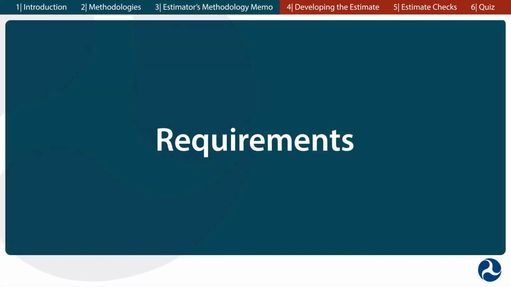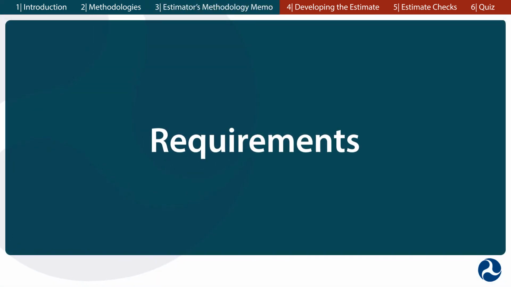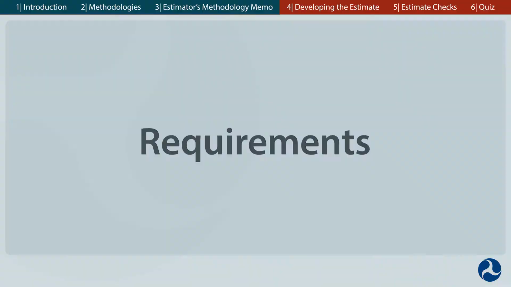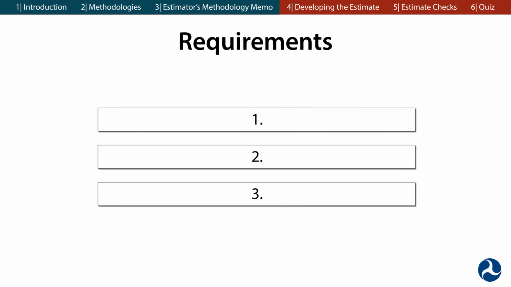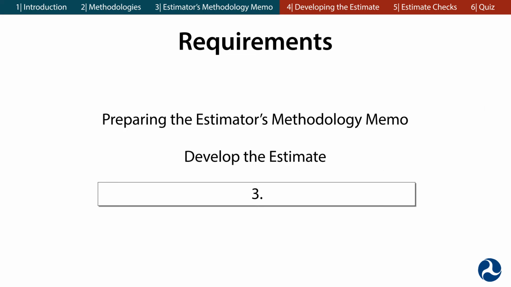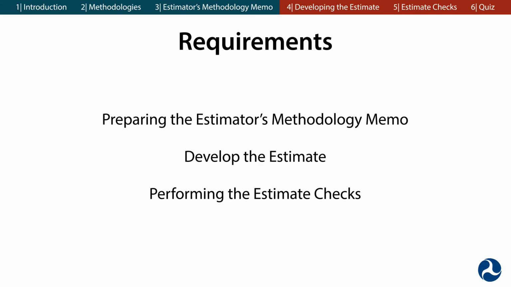Now that we know the different ways to estimate costs, let's walk through the cost estimating requirements for projects receiving FRA grants or loans. The following 3 activities are required: preparing the estimator's methodology memo, developing the estimate, and performing the estimate checks. Let's go through each, beginning with the estimator's methodology memo.